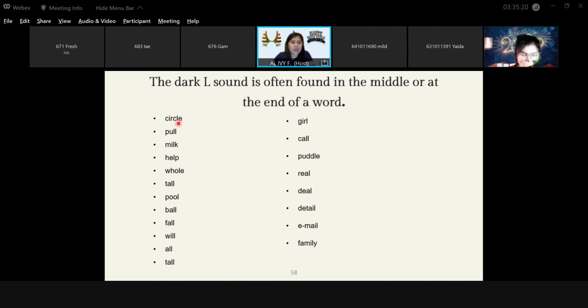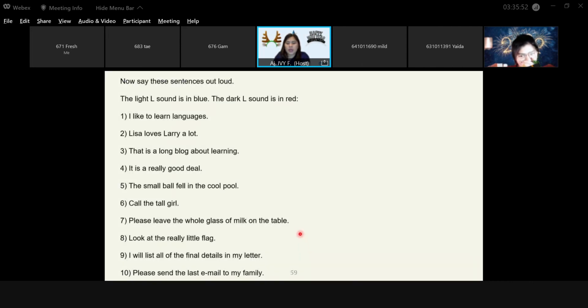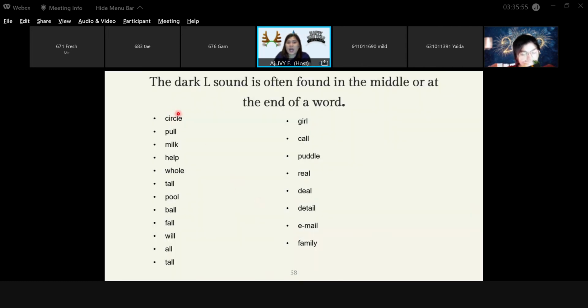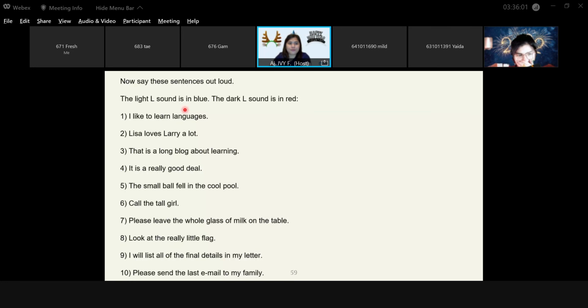We have here circle, pull last, milk middle, help middle, pull last, tall, ball, fall, wheel. It's not "wheel", okay? You have to be very careful. Wheel, all, tall, girl, call, puddle, real, deal, detail, email, and family. So that is the light and dark L sound. Remember how it should be pronounced.